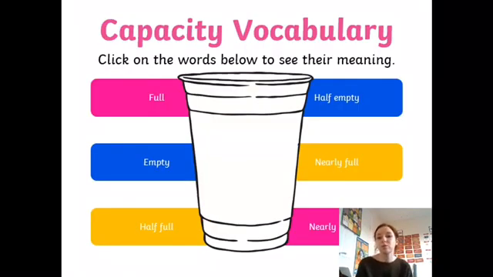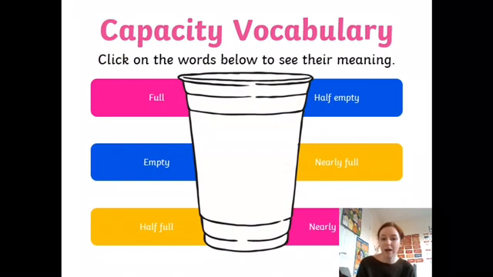Okay, these are the important words that we need to learn when we are talking about capacity. So, full. I'm going to click on this, but before I do it, I want you to imagine, just now this cup is empty. What will it look like when it's full? Have a little think about that before I press it. Where's the water going to go up to? It's right at the top, isn't it?